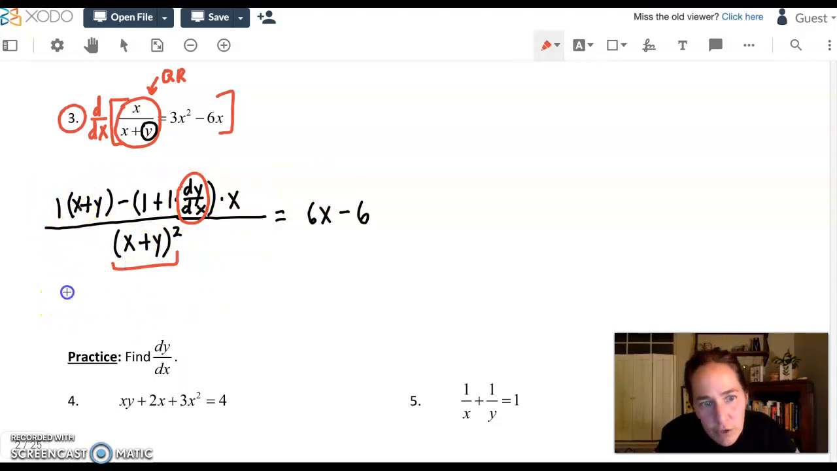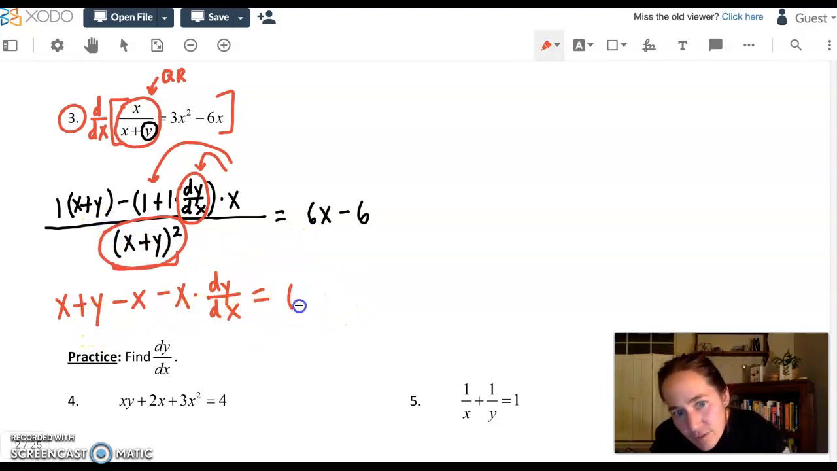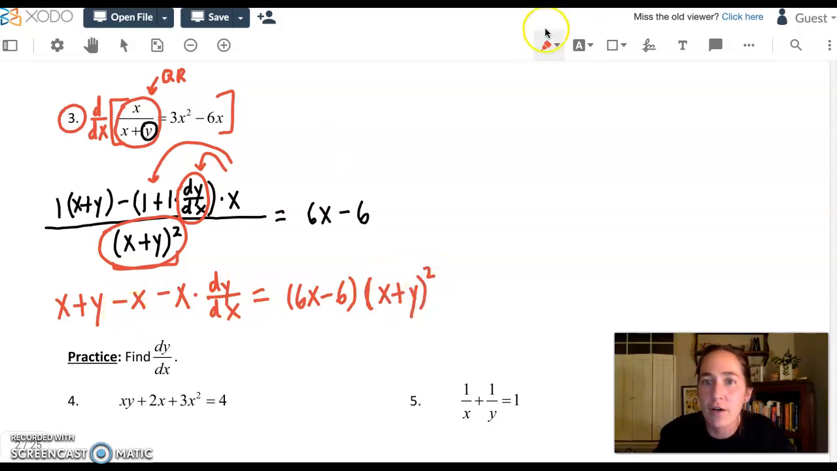So simplifying the numerator, you have x plus y. You have, let's distribute this x into the parentheses. So we've got minus x, that'll be good to get something to cancel, and then this negative, so minus x gets distributed times dy dx. And then what we had said we were going to do originally was multiply this over to the other side, so we have no denominator on the left side, and you'll have 6x minus 6, that was already there, multiplied by x plus y squared. We're getting a little closer to getting dy dx by itself.